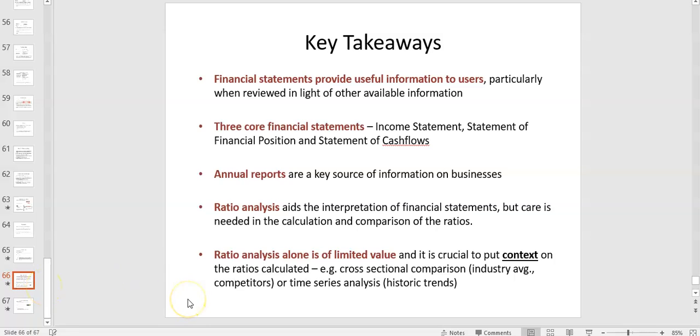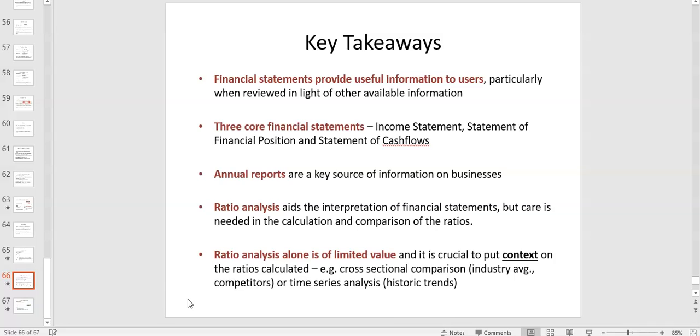Ratios alone are of limited value and they can be misinterpreted. Like I showed you with the price earnings ratio, you must understand where it's coming from. What is driving the changes? Don't just blindly rely on something and take it as a given. So that's the finish now of section 5, and we'll wrap this up next week in class as well.